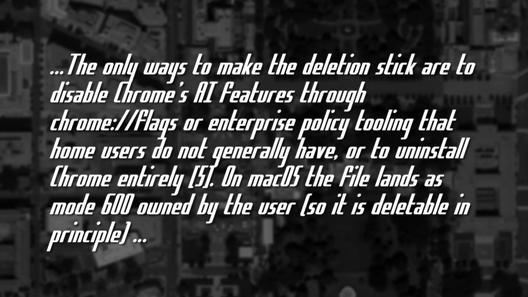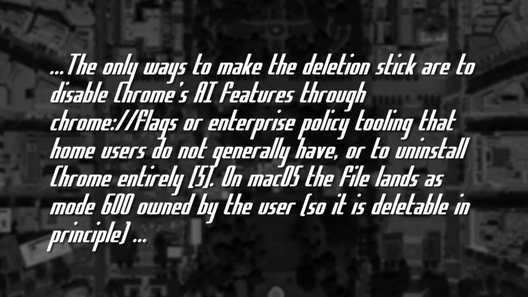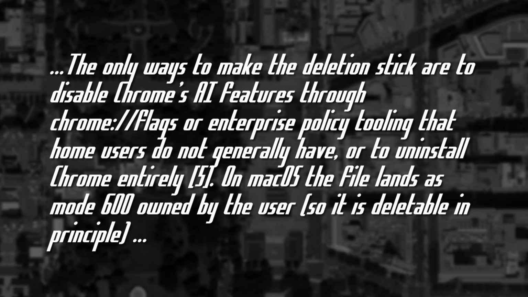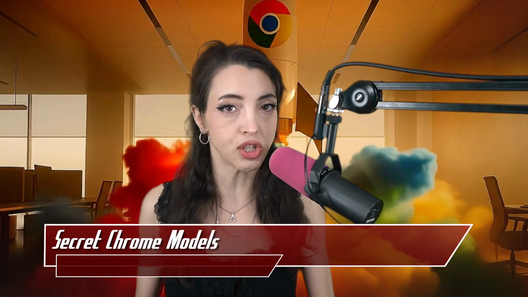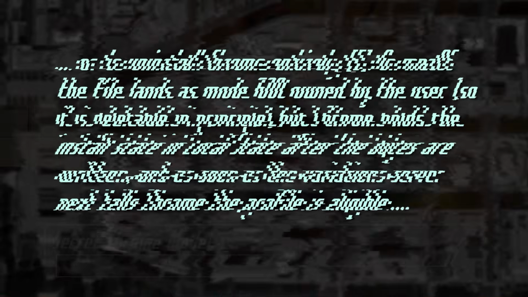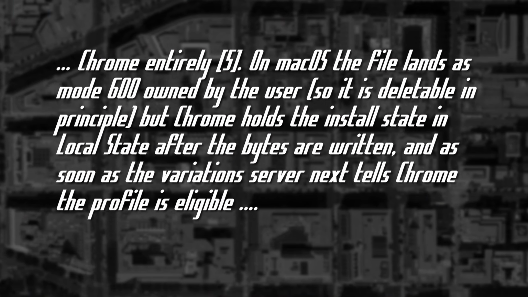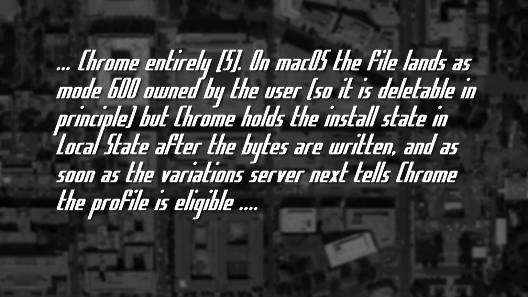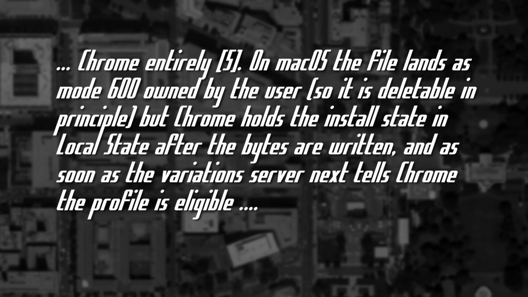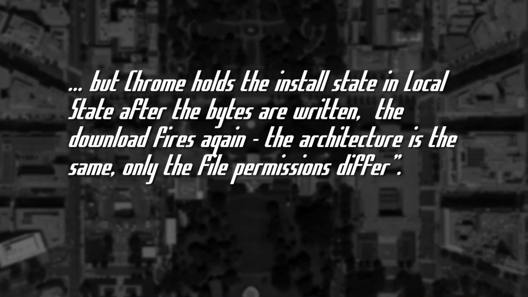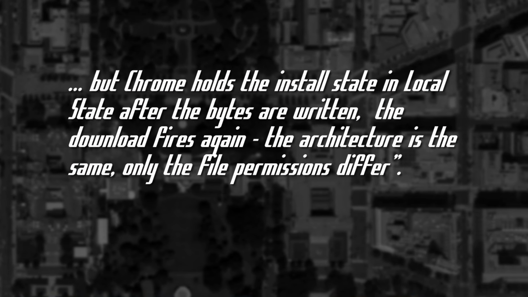The only ways to make the deletion stick are to disable Chrome's AI features through Chrome flags or enterprise policy tooling that home users do not generally have, or to uninstall Chrome entirely. On macOS, the file lands as mode 600 owned by the user, so it is deletable in principle, but Chrome holds the install state in Local State after the bytes are written, and as soon as the variations server next tells Chrome the profile is eligible, the download fires again. The architecture is the same, only the file permissions differ.